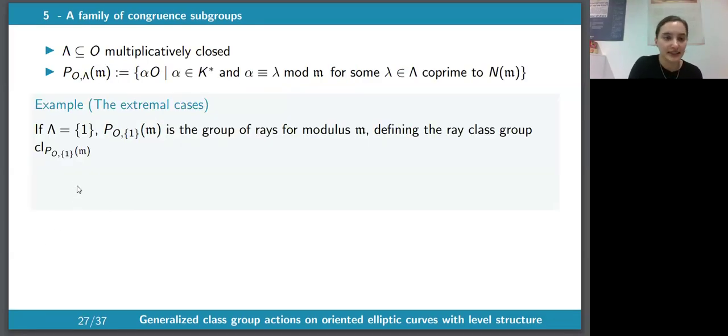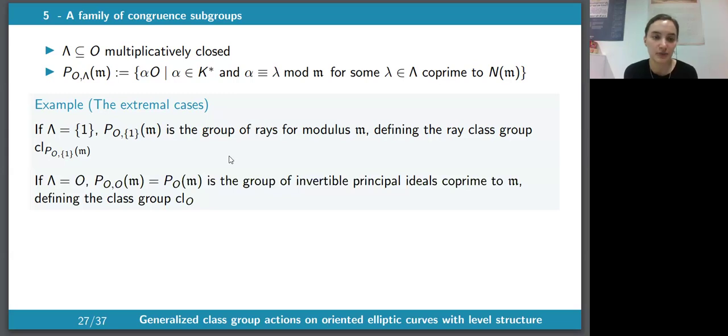Now, by design, this family of congruent subgroups will contain all the examples that we've seen so far. Indeed, if we take lambda to be 1, clearly we fall back into the group of rays for modulus M, which defines the ray class group.